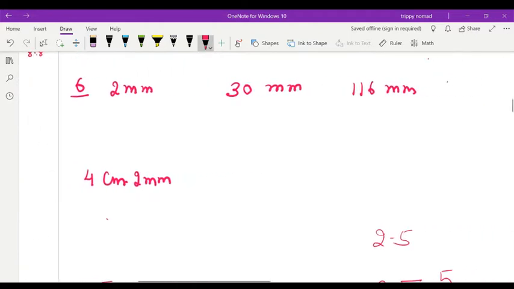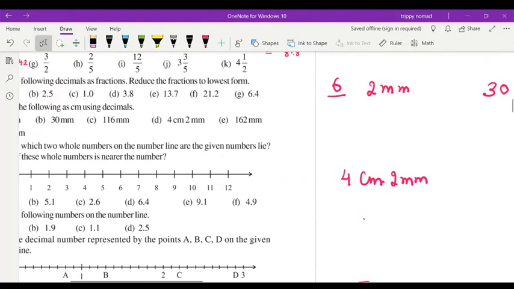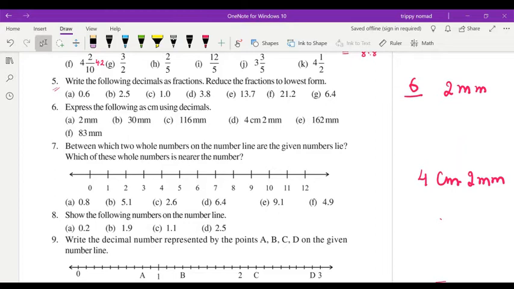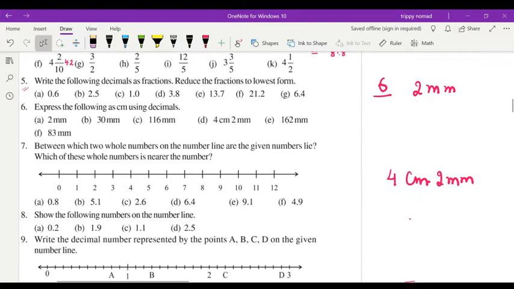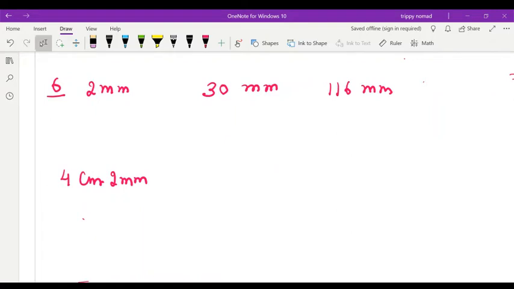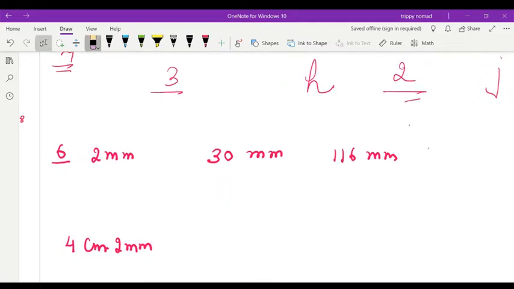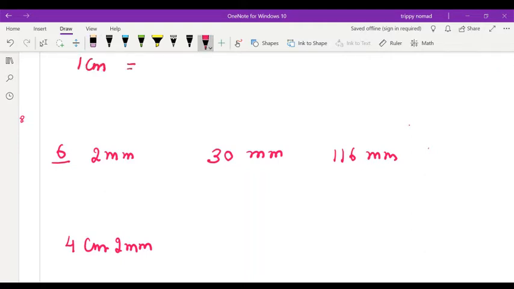Now let us start. First question, children, that is 2 millimeter. You have to convert it into decimals, as centimeter. In 1 centimeter, how many millimeters are there? Before starting this, I am just writing here the main points that you have to remember. 1 centimeter is equal to 10 millimeter.